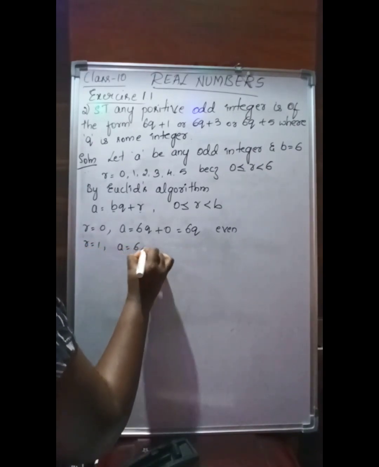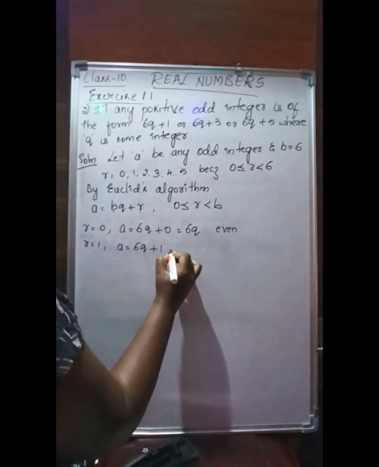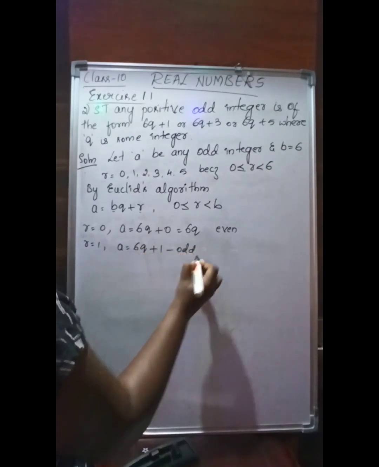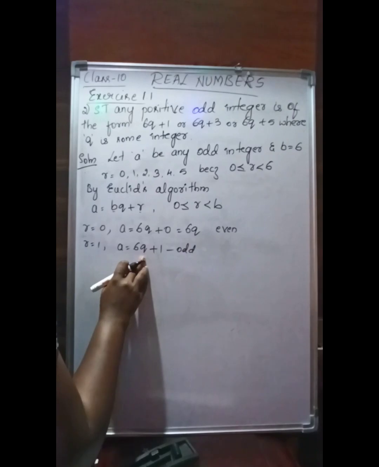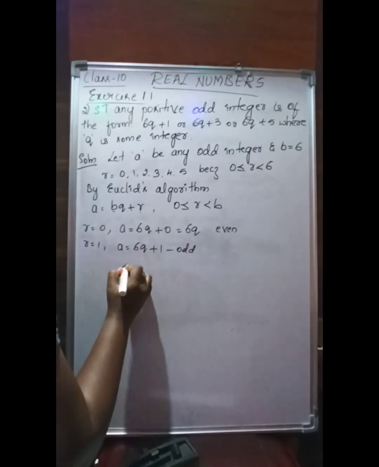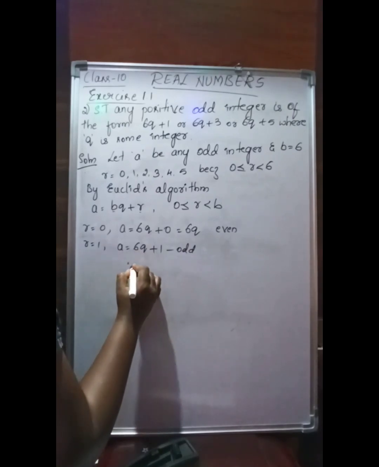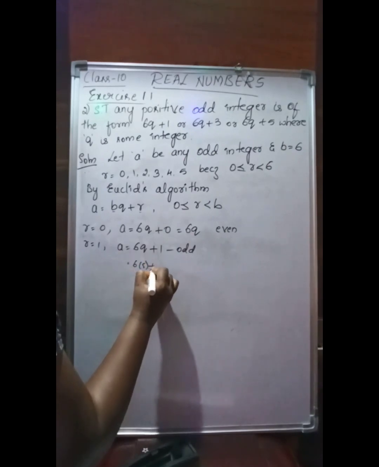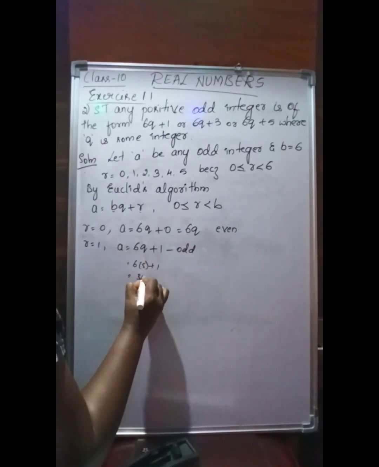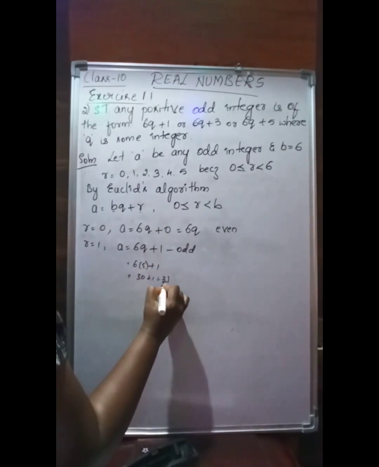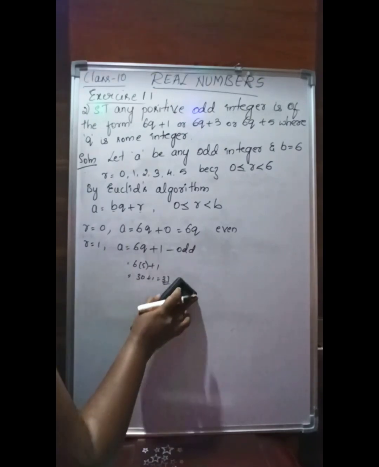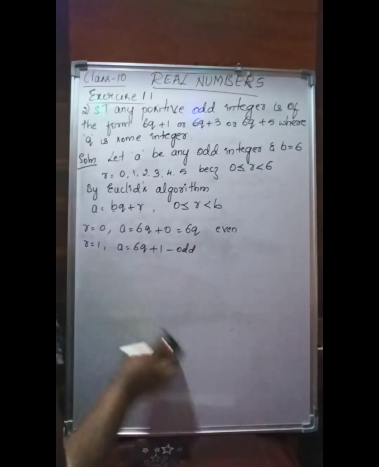A equals 6q plus 1. This is odd. Why is it odd? Because substitute any value to q. Substitute 5: 6 into 5 plus 1. 6 5s are 30 plus 1 equals 31. 31 is an odd number, right? So that's why we consider it as an odd number.